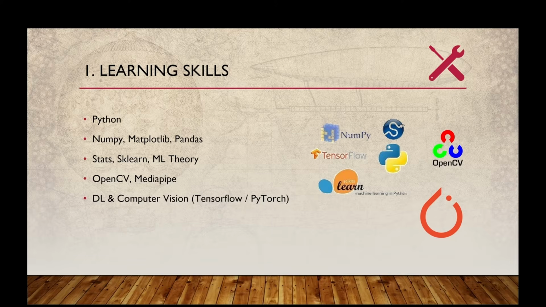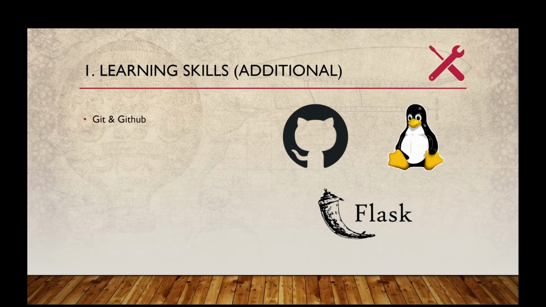And as an option, you can learn TensorFlow as well. They both do the same thing, but PyTorch is getting more popular than TensorFlow. So yeah, then some additional skills that you need to learn are GitHub and Git, learning to use the Linux terminal, Linux commands and all. Need to learn to build APIs. So you can use Flask or FastAPI for building web-based APIs.